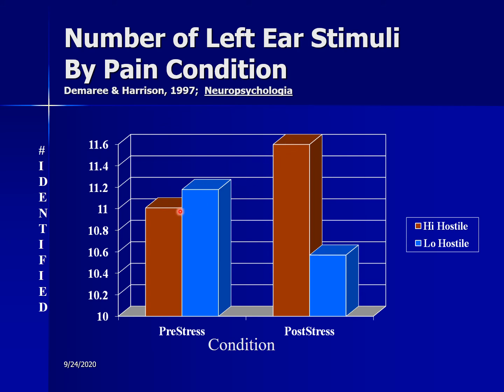But our high hostile folks are activating their right brain with pain and hearing with their left ear, which suggests they are not processing logic. Our low hostiles instead activate their left brain and they shift to a right ear advantage. They're more likely to hear the logic, the rationale, the linguistic components, and the positive aspects of the emotion.